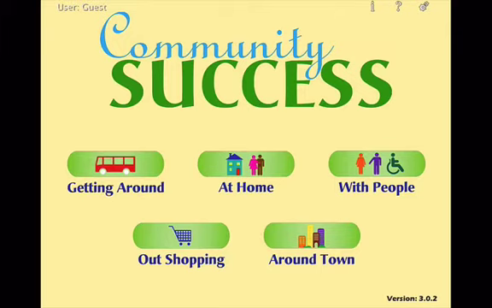The app is broken up into 5 categories: getting around, at home, with people, out shopping, and around town. Within each of these categories are a number of tasks that are covered, including but not limited to riding a car, going to the library, riding in a bus, and waiting in line. Let's take a look at getting around.